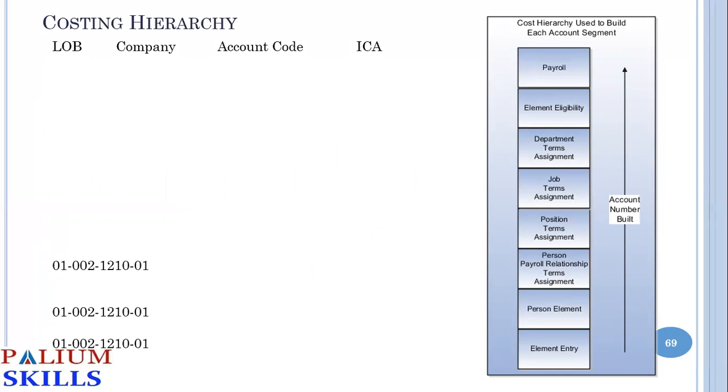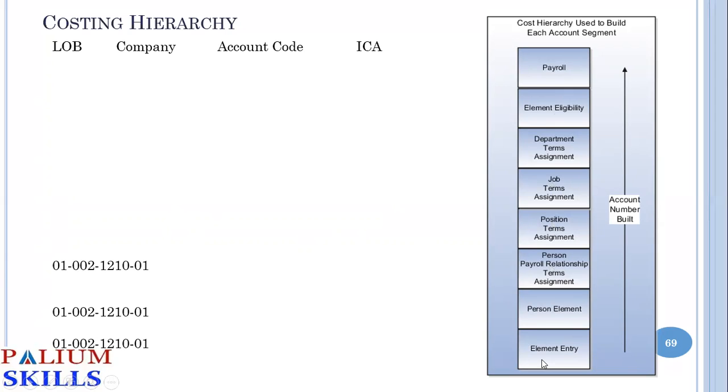Now, when we talk about costing, if you are talking about payroll, you can definitely expect questions about costing hierarchy. What does costing hierarchy mean? Costing hierarchy means that the accounting information that we enter can be entered in all these levels. How many levels are here? 1, 2, 3, 4, 5, 6, 7, 8. 8 levels.